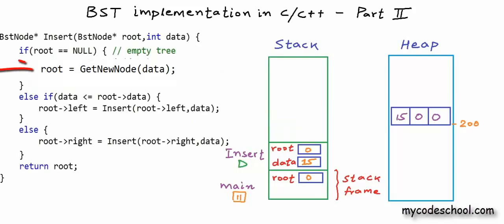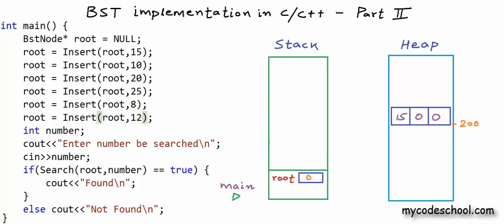Call to insert function will resume at this line, and the return of get new node, address 200, will be set in this root, which is local variable for insert call. And now this particular call to insert function will return the address of root, the address stored in this variable root, which is 200 now, and finish. And now main will resume at this line, and root of main will be set as 200. The return of this insert call, insert root 15, will be set here.